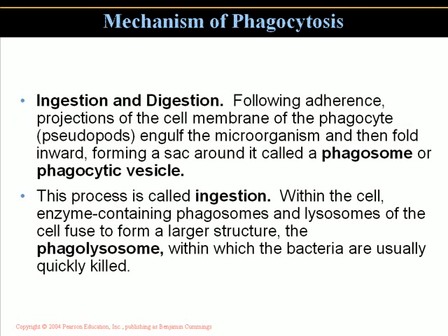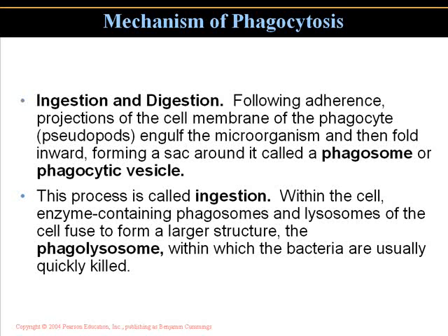Now, we also see in this mechanism of phagocytosis the ingestion and digestion process. Following adherence, projections of the cell membranes of phagocytes, or the pseudopods, engulf the microorganism and then fold inward, forming a sac around it. This is called the phagosome or the phagocytic vesicle. The process is called ingestion. This is within the cell.